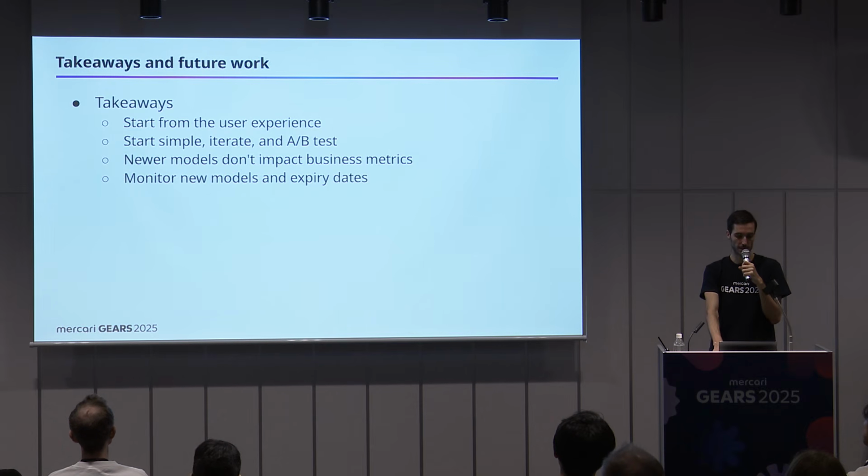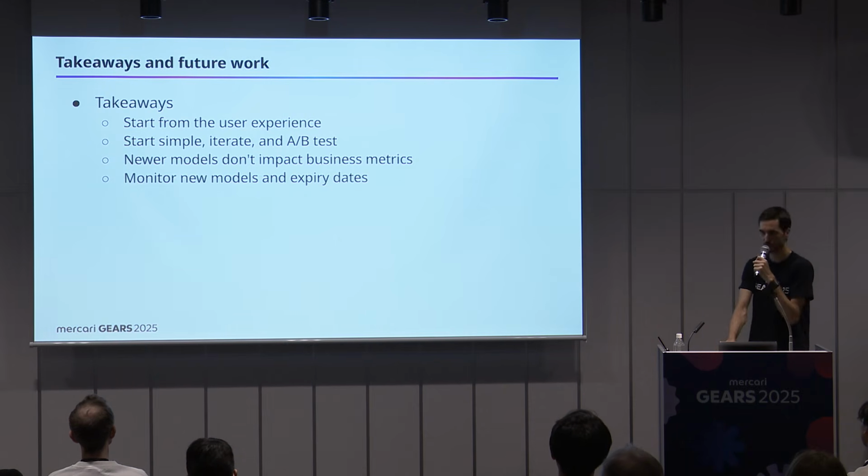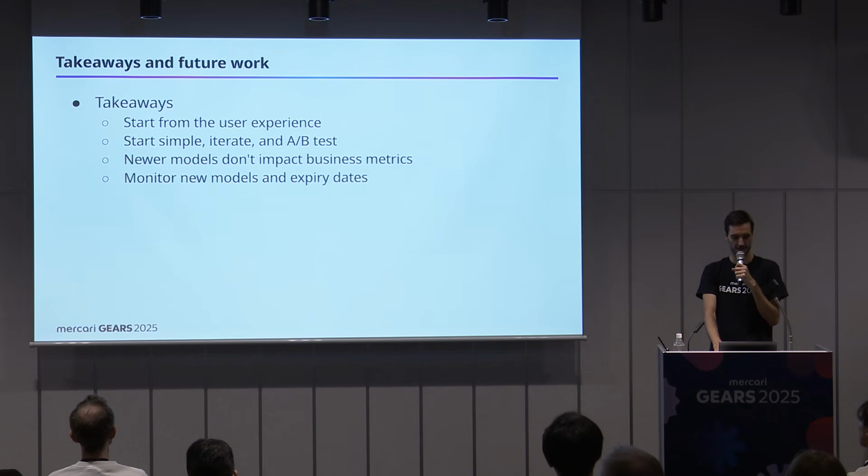So the last thing we do is monitor new models and expiry dates. The next one is February, so Gemini 2.0 retires in February 26, and that's the next time we're going to change our model.